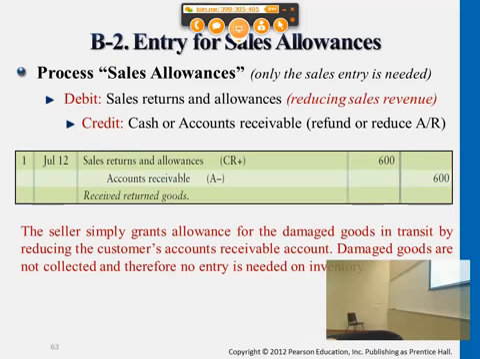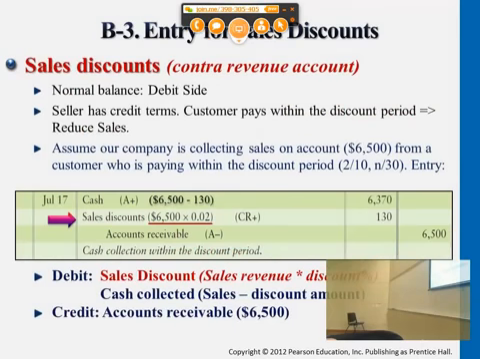After this, once the customer reaches the day that they will pay you back the amount for the goods they purchased from you earlier, if this is within the discount period, we also take care of the amount of discount under another contra revenue account called sales discount. A sales discount, just like returns and allowances, both have a normal balance on the debit side, just because both of them really reduce sales revenue.